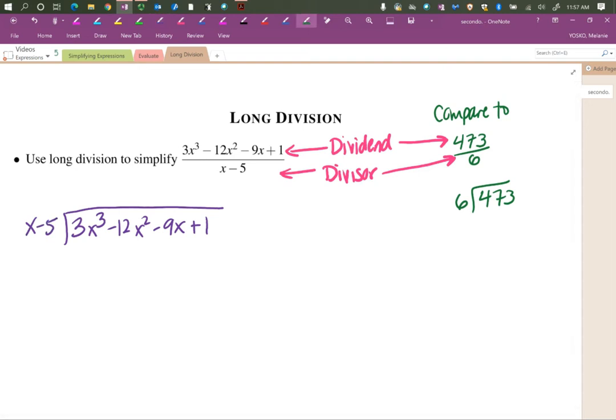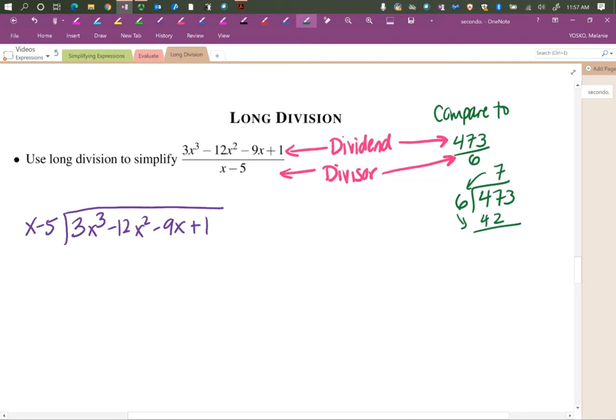Okay, so working the problem with numbers, you start out saying 6 times what gives me 4? Well, nothing. 6 is bigger than 4. So then you moved over and you included an additional digit. 6 times what gives me 47? Nothing. Okay, well 6 times what number gives me a number really close to 47 but smaller? Well, we know 6 times 7 is 42, so we put a 7 up here. Then we multiplied and put the answer down here.